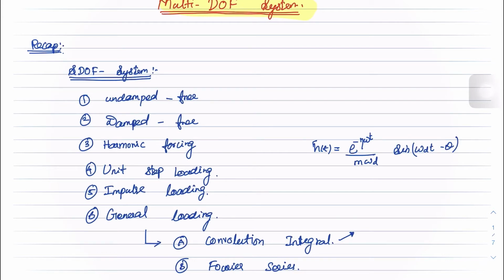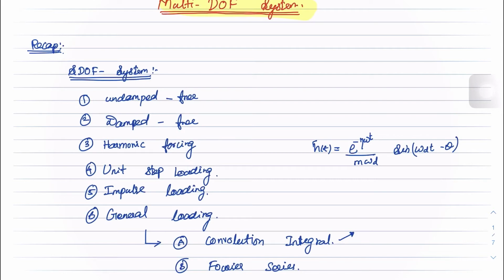Then we considered damping, so we saw damped free vibration. Then we introduced harmonic forcing. Then we studied unit step loading and its response. Then we improved it and converted into impulse loading and studied its response. Once we know the response of impulse loading, we said that by using the convolution integral we can write the response for any general loading that is possible.